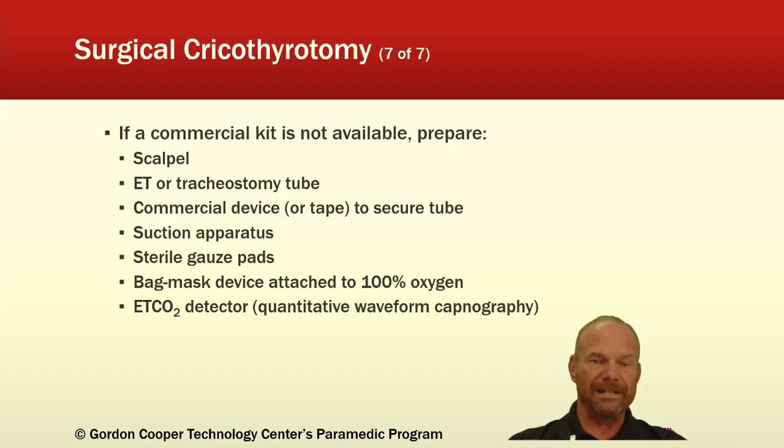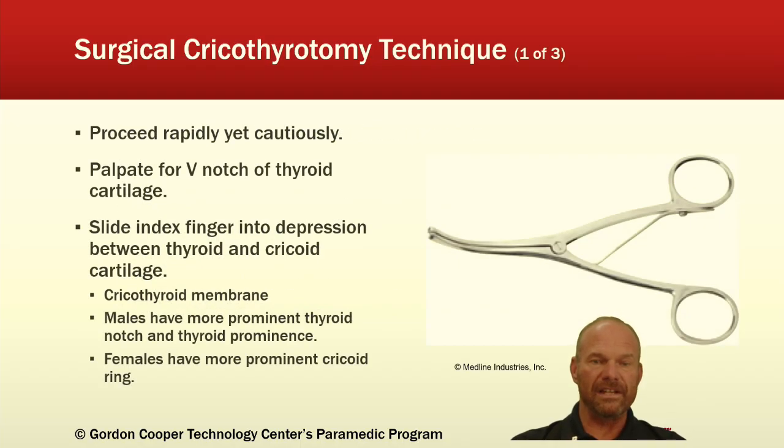Now the equipment that you might need: a scalpel, a number 10 blade recommended, and an ET or tracheostomy tube. Use a tube at 6.0 minimum diameter to ensure adequate ventilation. We're talking about adults. You'll need a tube securing device, tube tamer, suction, sterile gauze and gloves, a big bag mask device, and tidal CO2. Those are all going to be requirements that you need.